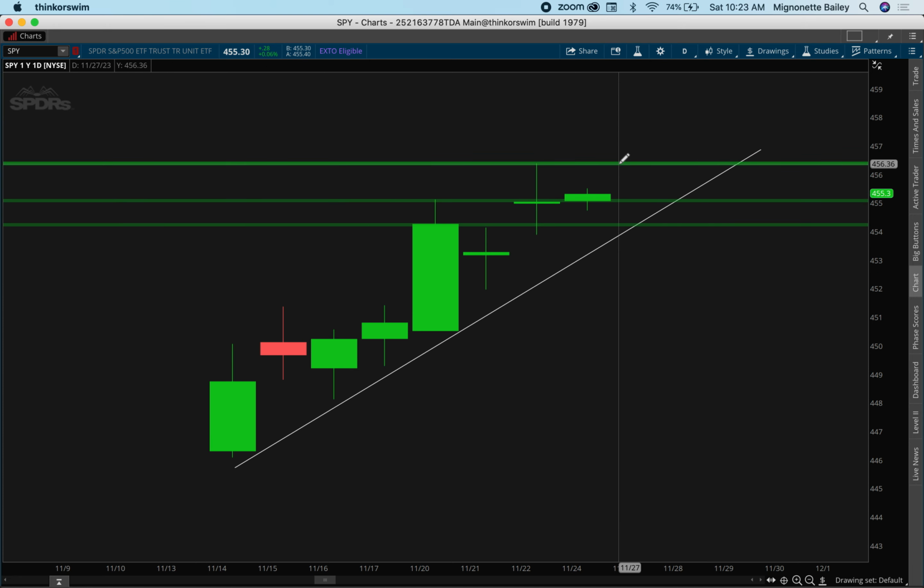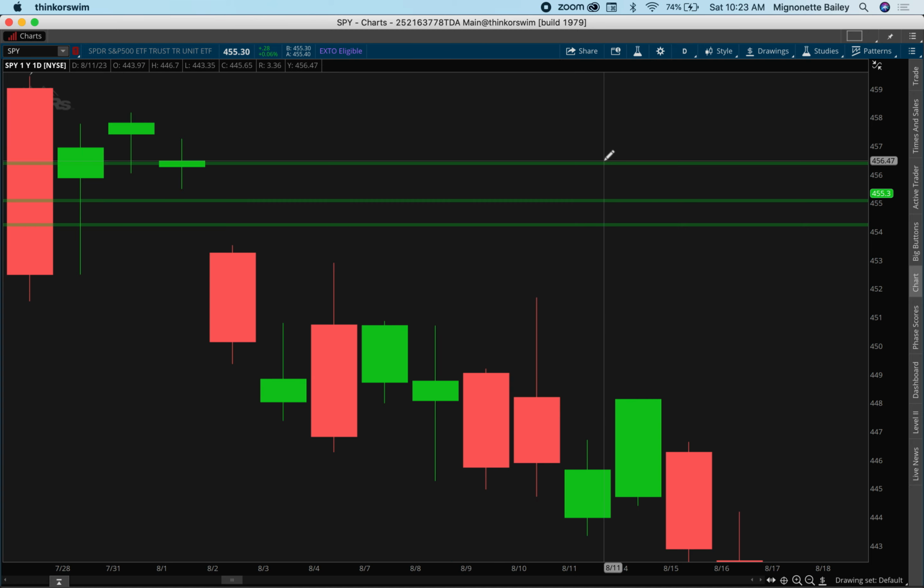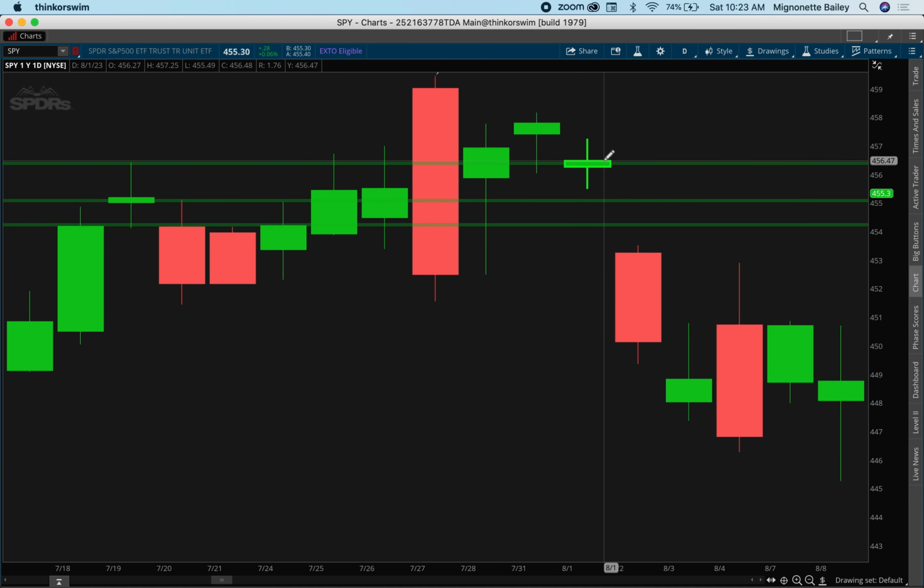So the way that I find my levels to the upside is I scroll back. I want to go back to whenever we were last up here, which was back in July and August. This is going to help me find some resistance. So we have the top of this candle at 457.23. That could be a place where we get some resistance.